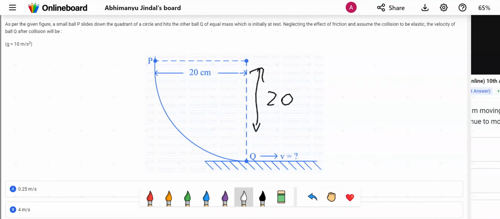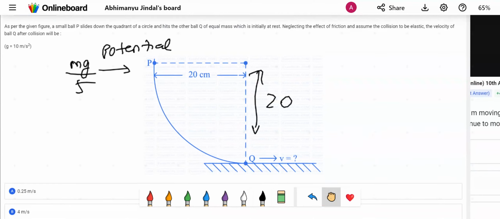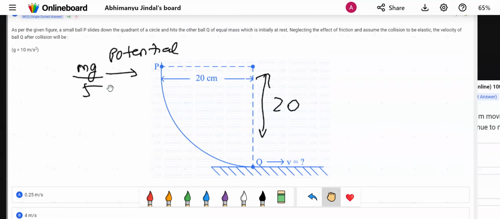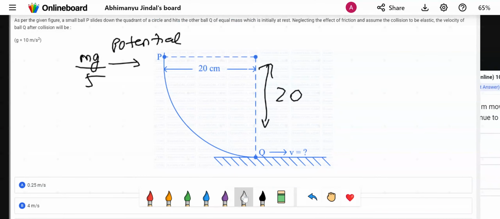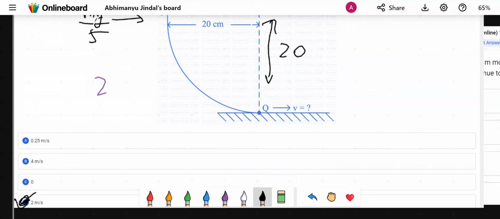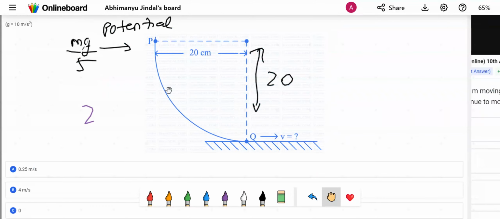Now it had m into g into 20, let's say in meters, it's 1/5. So this was the amount of potential energy it had initially at a height of 0.2 meters. Now that this is transferred, the velocity of Q after the collision would be, okay, g by 5, which is 2, it should be 2, right? It's 2 because all the energy that this has is going to be transferred to this, and because the masses are equal, this mass has velocity equals 0.